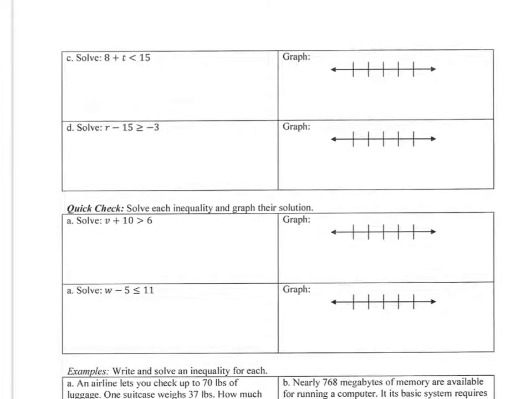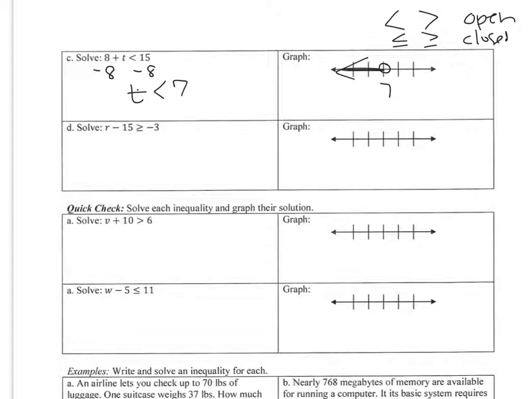Okay, to graph these, I subtract 8 from each side to get t by itself. So I have t is less than 7. So I'm going to make an open dot. Remember, less than or greater than is open. Less than or equal to, greater than or equal to is closed. So it's going to be an open dot at 7, and it's less than, so I'm shading to the left.